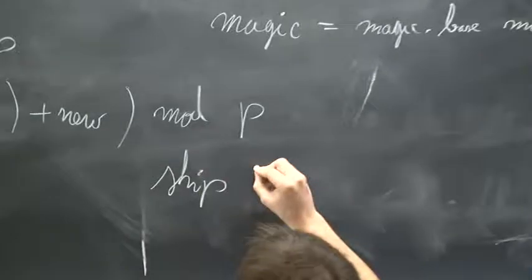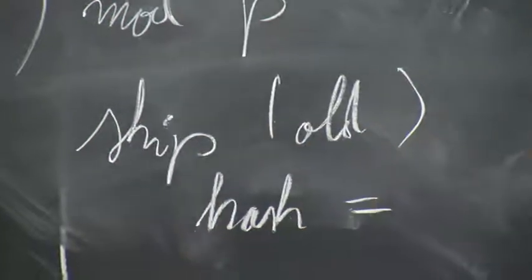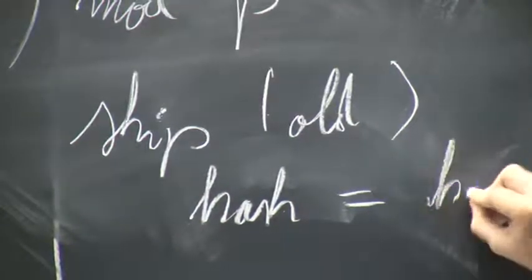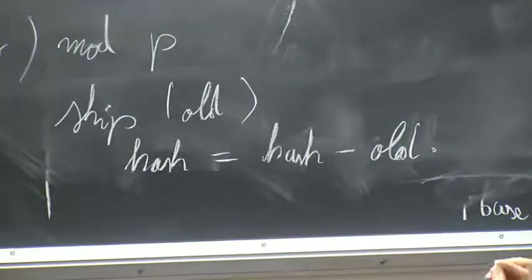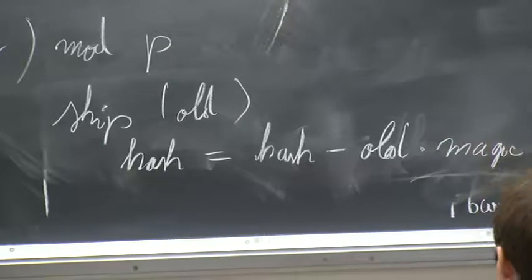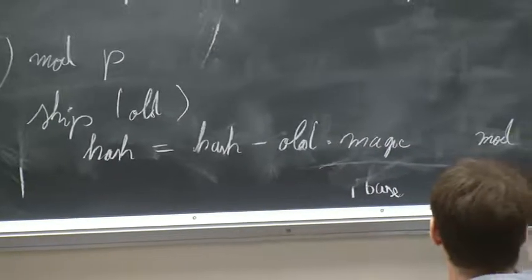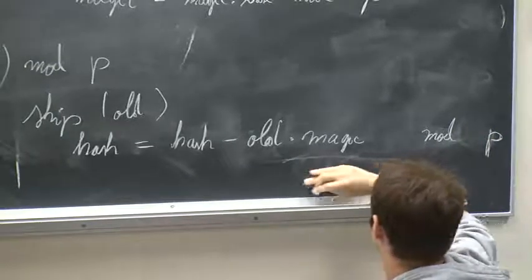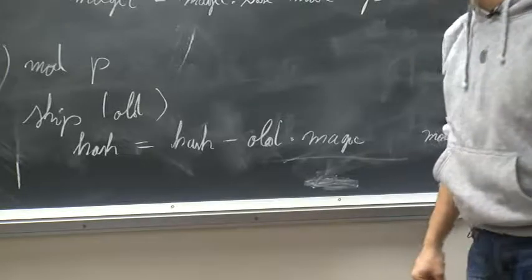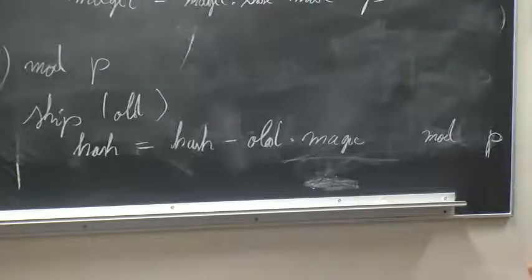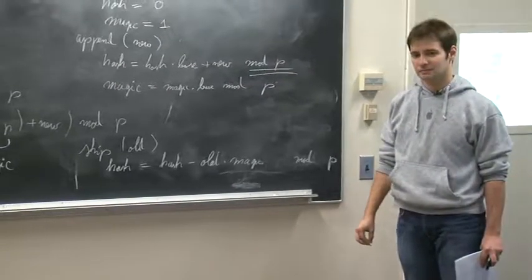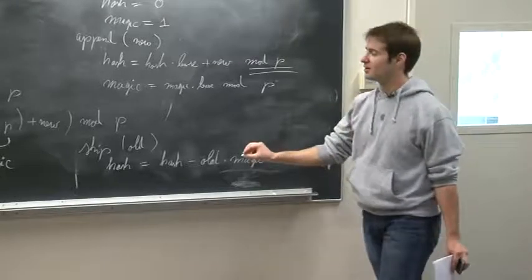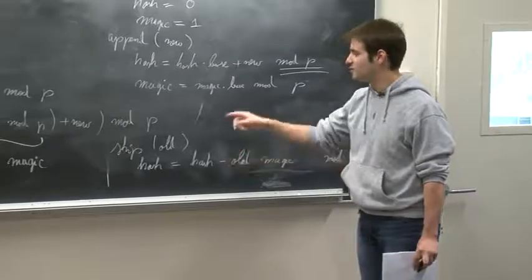Skip. Let's implement skip. Hash is hash minus old, which is equal, then times magic, mod p. Okay. Can I write this in Python? What happens if I write this? Magic needs to be an instance variable, or we won't be able to find it. Okay, so sorry, not in Python. So assume all these are instance variables done the right way.